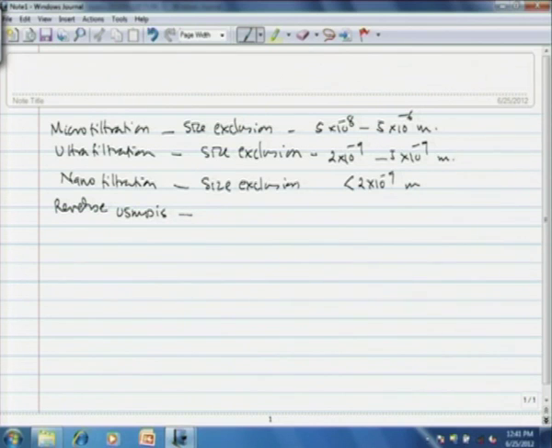reverse osmosis is considered as a potential process for desalination of seawater so as to make it potable. Here the mechanism is solution diffusion, which means one of the components selectively gets dissolved in the membrane at one end, it diffuses to the other side and then desorbs. So here the pore size is lesser than 1 × 10^-9 meter.